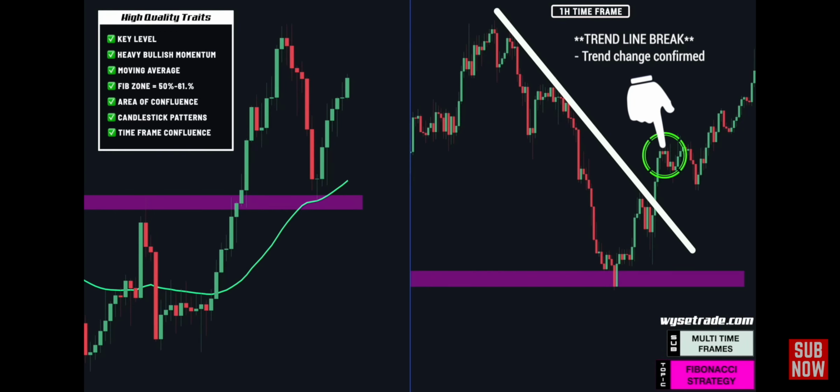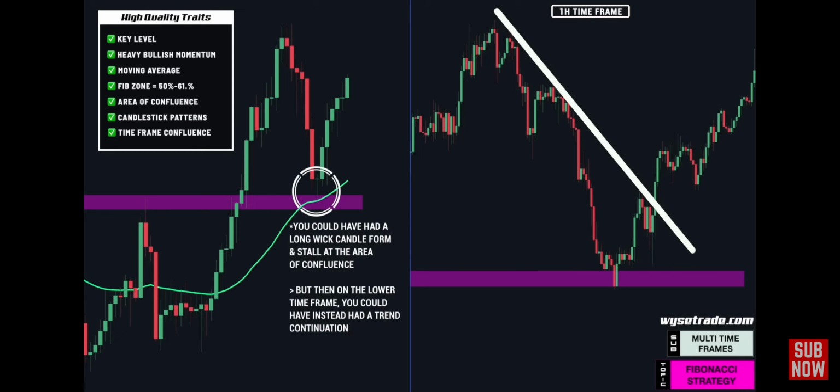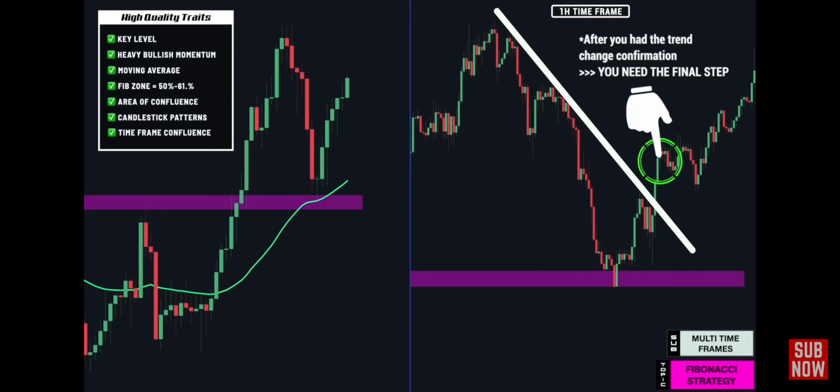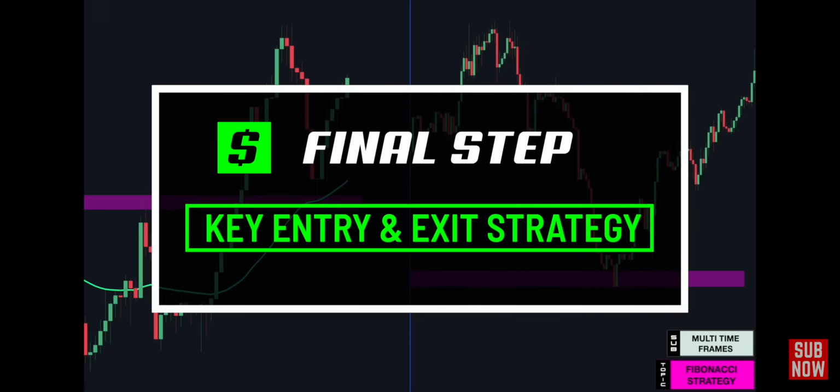So one more point as to why a trend change confirmation pattern and using multi-time frames is important. You could have easily had a long wick candle form and stall at the area of confluence on the 8-hour time frame here. But then on the lower time frame, price could have done this instead. Run, pull back, run, pull back. And instead of breaking out and through the trend line, started another run and continued on, triggering a larger trend change. So after you had your trend change confirmation breakout, this is when you need the final step of the formula, which is to go to the lower intraday timeframes and use our key entry and exit strategy and entry tool.